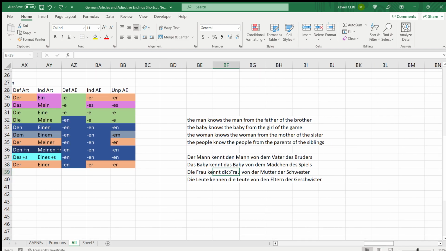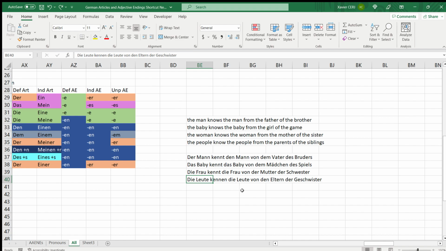Die Frau kennt die Frau von der, so as you can see here, d, right? These are the same. And it will be the same for all of them, really, except for the masculine. Die Frau kennt die Frau von der Mutter der Schwester. So, this is die Frau, nominative, kennt die Frau, accusative, von der Mutter, Mutter obviously being feminine, and Frau obviously being feminine too. Von der Mutter, dative, der Schwester, also genitive, but it is der, the same thing.